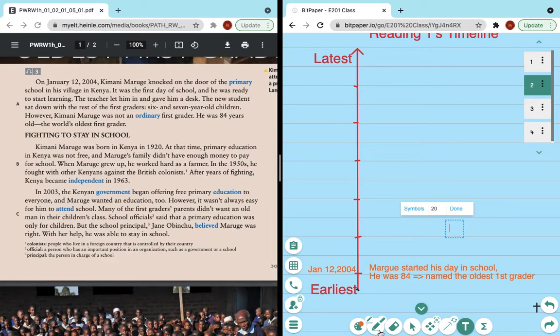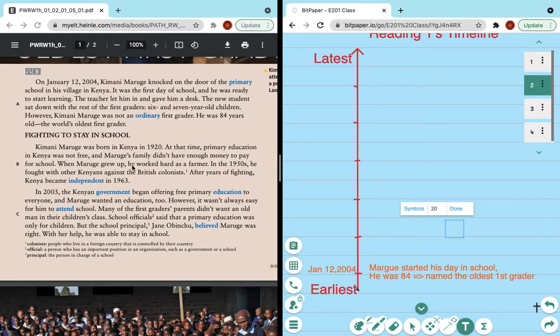What can we do with paragraph B? Let's read. As you can see, we can see the year here, 1920. So we're going to check whether all this content happened in 1920 or whether other years are mentioned. Now, Kimani Maruge was born in Kenya. At the time, primary education in Kenya was not free. Maruge's family didn't have enough money to pay for school. So we understand that from 1920 up till that time, 2004, education in Kenya was not free, right? And what can we know further?